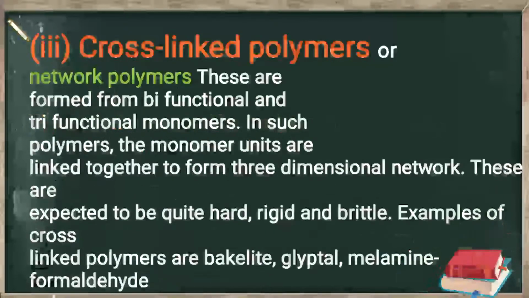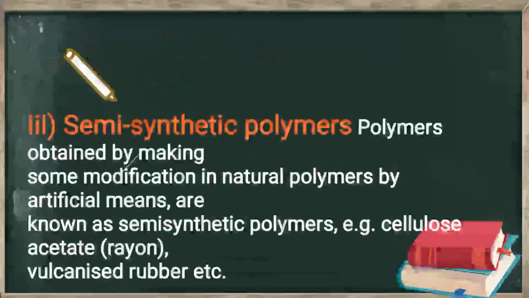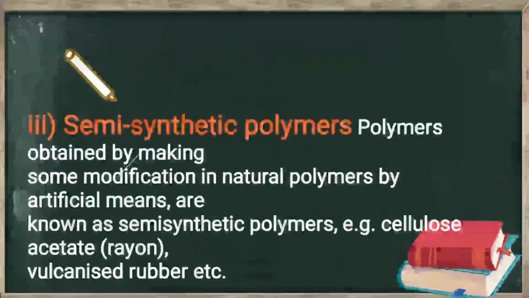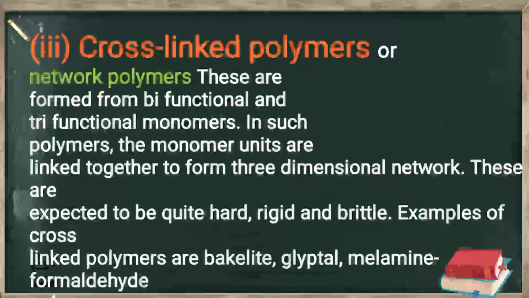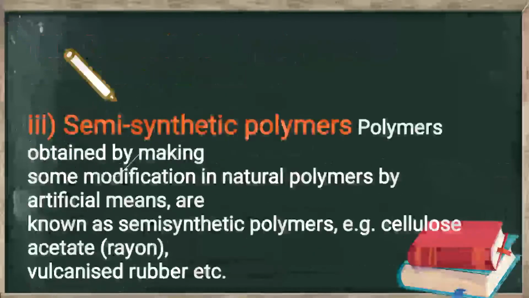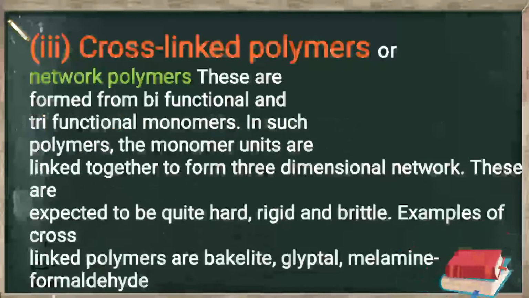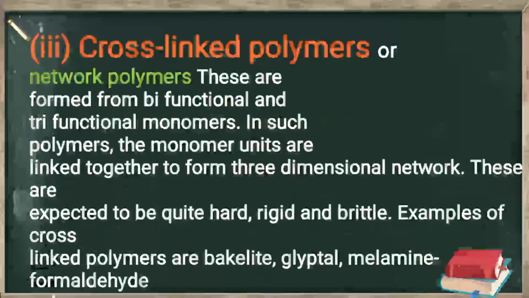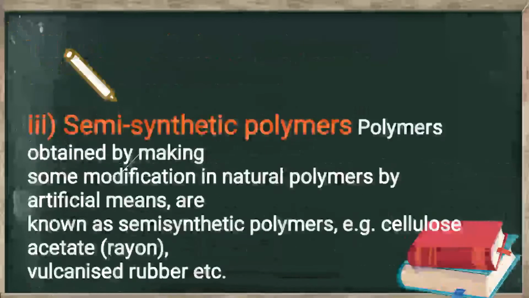In such polymers, the monomer units are linked together to form a three-dimensional network. These are expected to be quite hard, brittle, and rigid. What do bifunctional and trifunctional mean? The monomer has two or three functional groups. For example, cross-linked polymers are bakelite, glyptal, melamine formaldehyde.